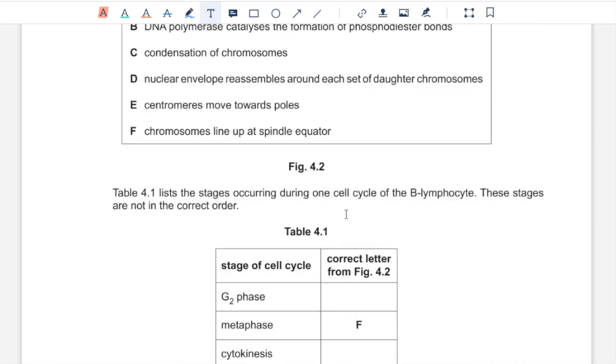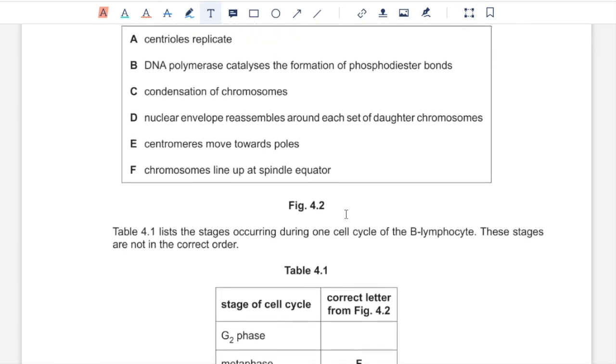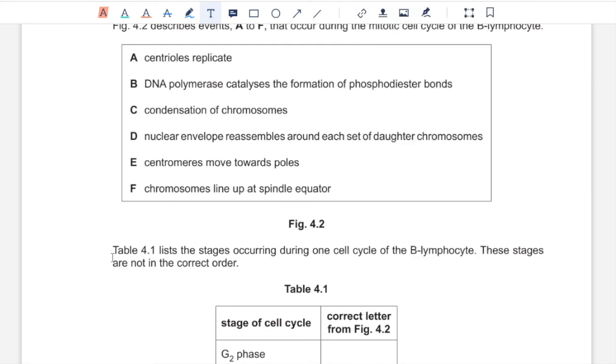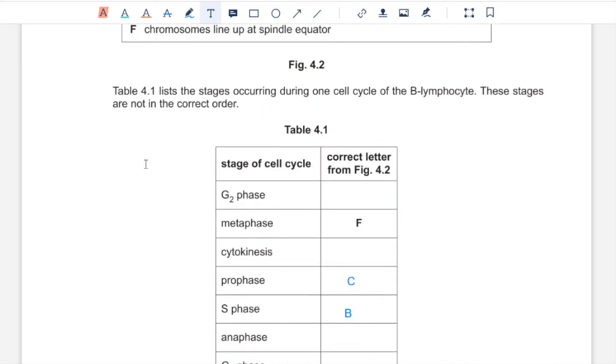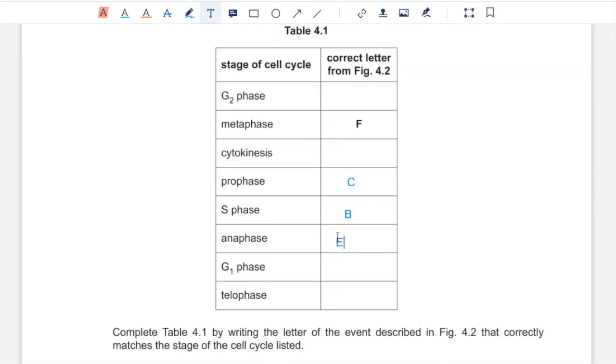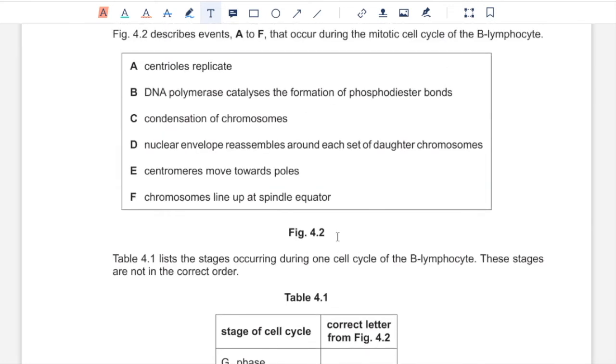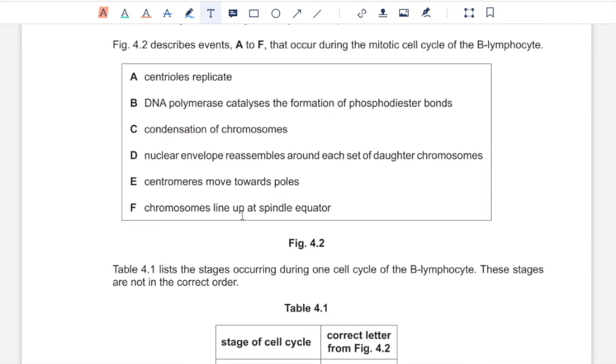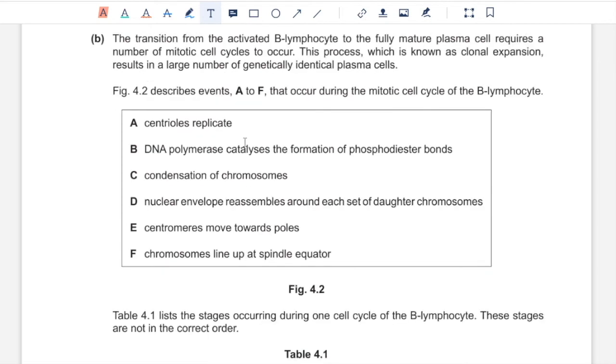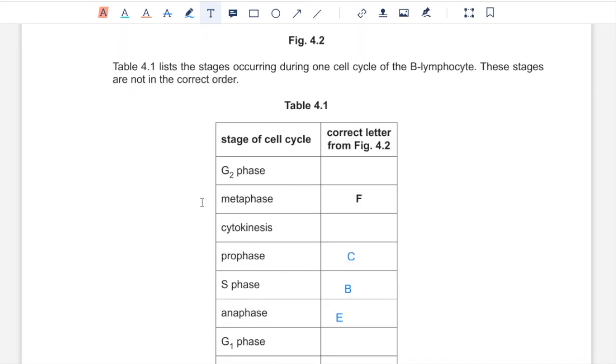And a phase where chromosomes are pulled to opposite poles and centromeres are pulled along with chromatids as well, so that would be E. G1 phase, so the growth phase before DNA replication, and that does not have any description over here either. In telophase, the nuclear envelope reforms around each set of daughter chromosomes.